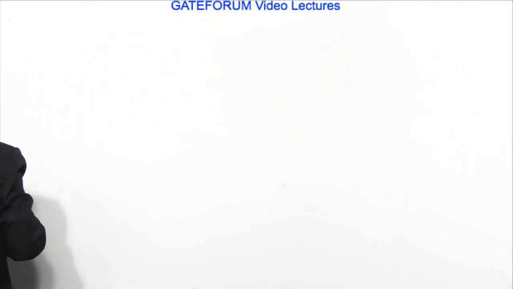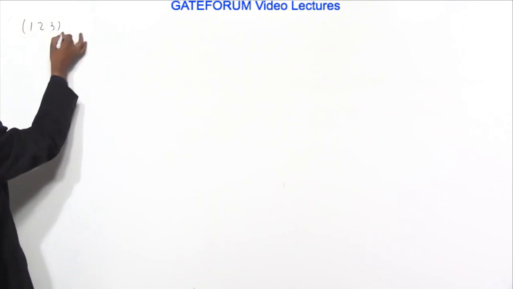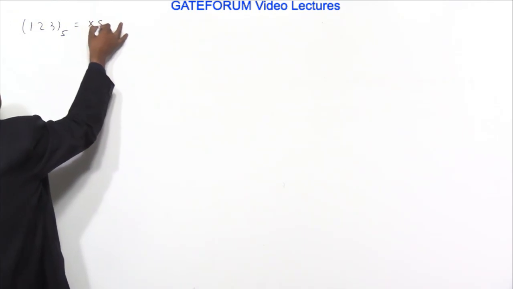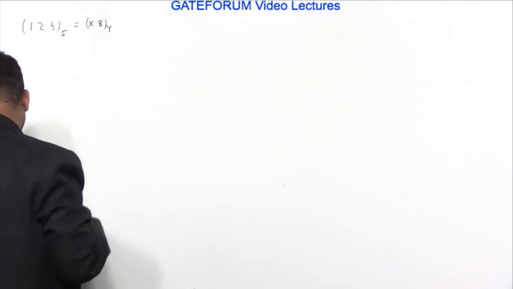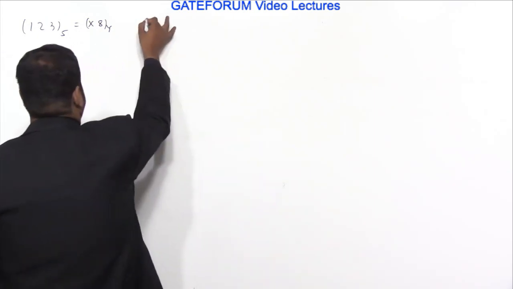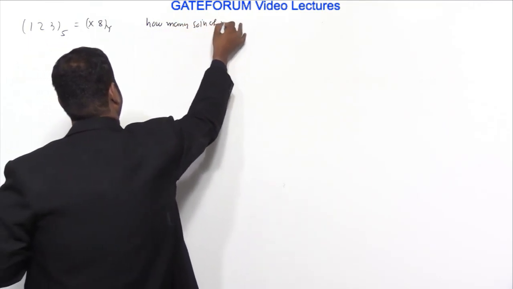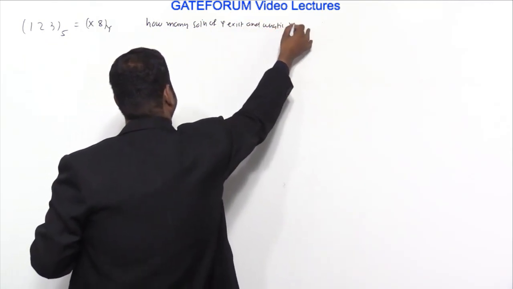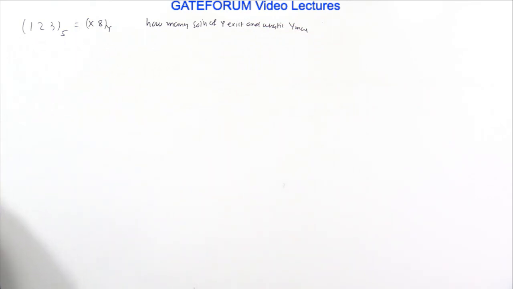Write down a question. This is a CS problem. 123 base 5 is equal to x8 base y. How many solutions of y exist? Question is, how many solutions of y exist and what is y max? What is the maximum value of y? So let's see.